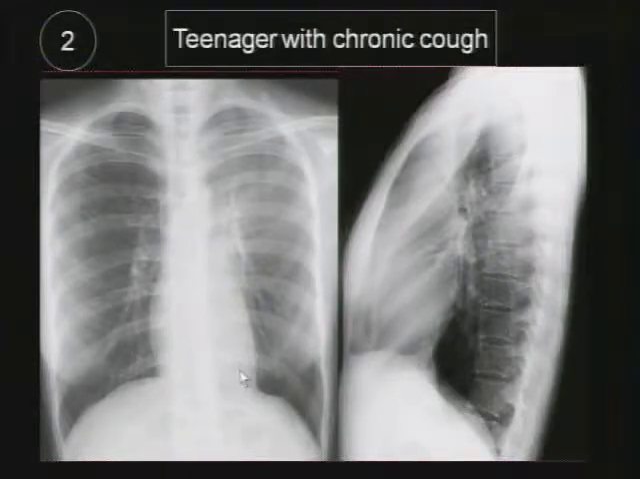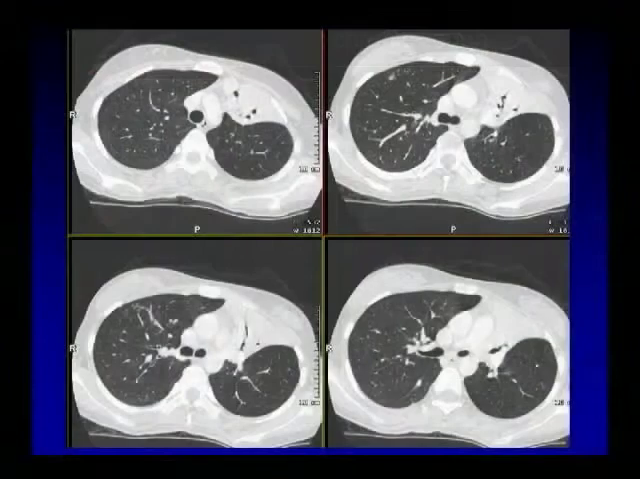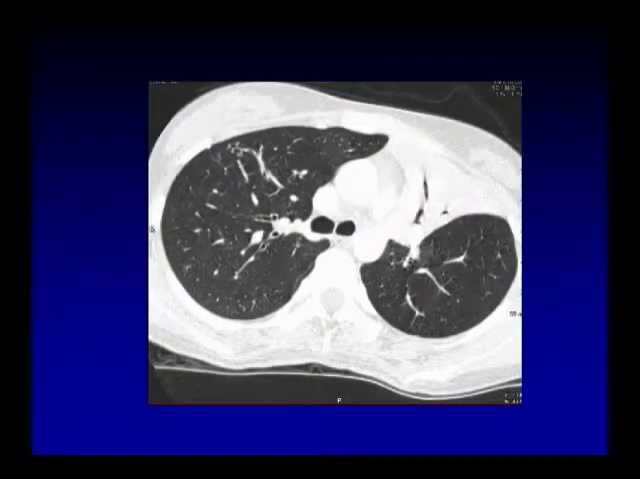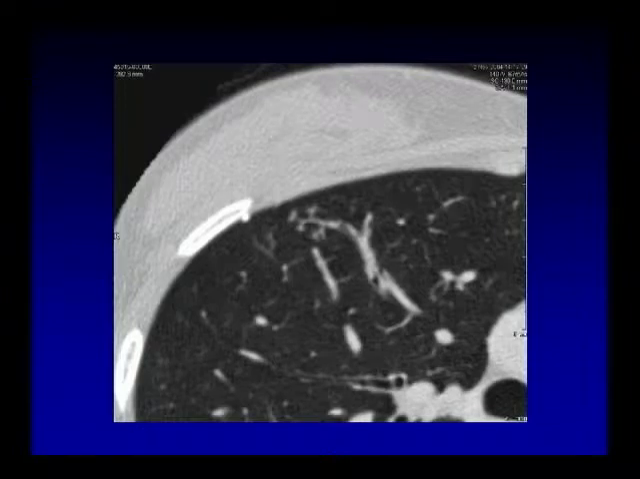Here's a teenager with a chronic cough. There's several classic findings here. We'll see this case later. Make a few observations quickly, and we'll get back to it. Here's a CT scan from the same patient, and there's 2 observations you can make on that. Close-up image, it may help you figure out the diagnosis.